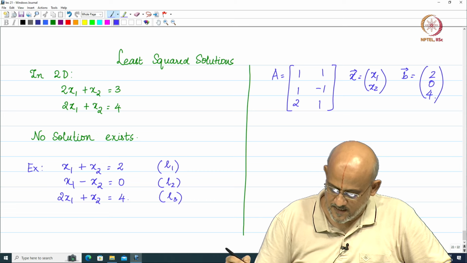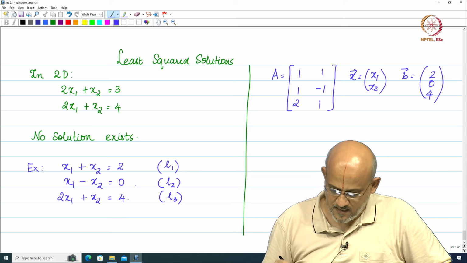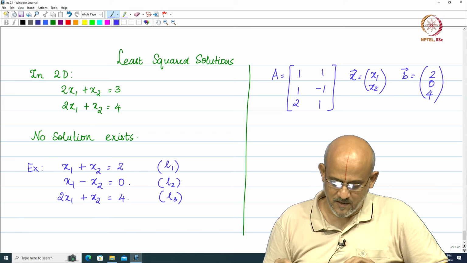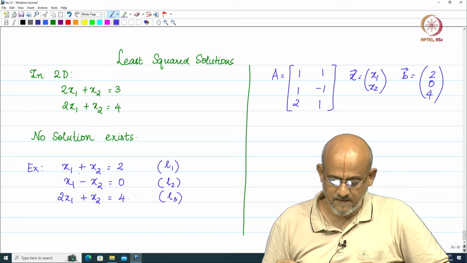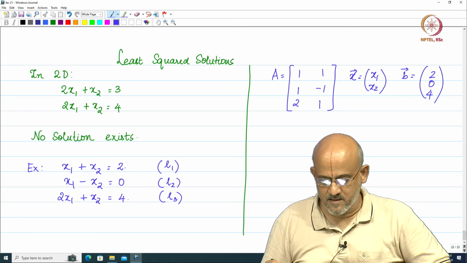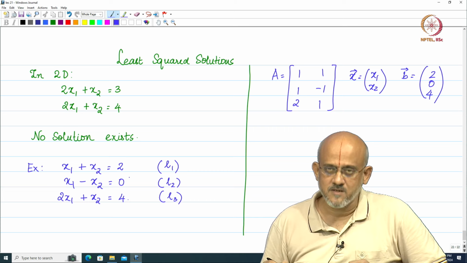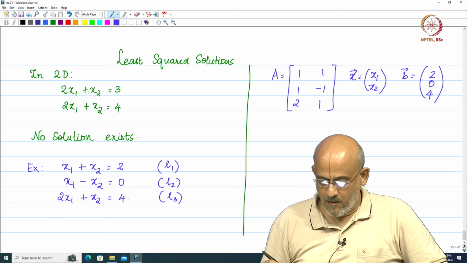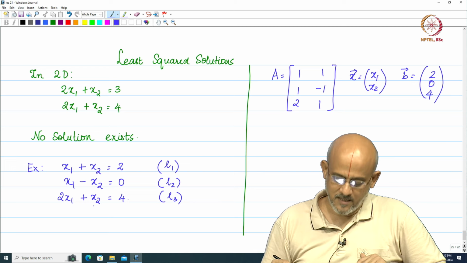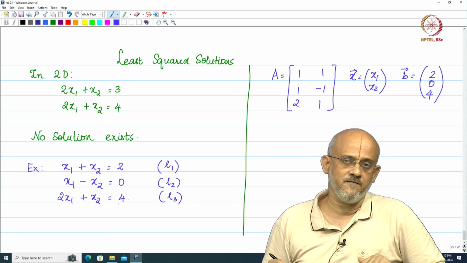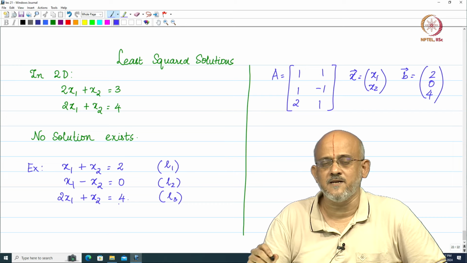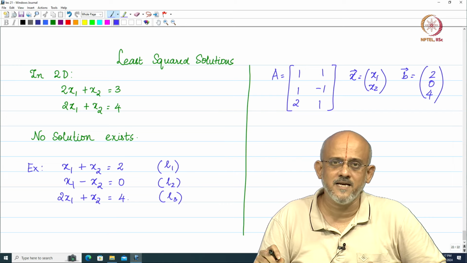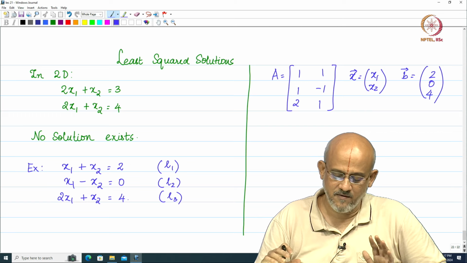Now what is interesting here is the second equation, L2, which clearly says that x1 is equal to x2. If you substitute x1 equal to x2 in the first equation, we get x1 equal to 1 and x2 equal to 1. That means the first two equations are satisfied with x1 equal to 1 and x2 equal to 1. However, if you substitute x1 equal to 1 and x2 equal to 1 in the third equation, we find that it does not satisfy the equation. The left hand side does not equal the right hand side. So there is no solution that exists. We find that no solution exists.